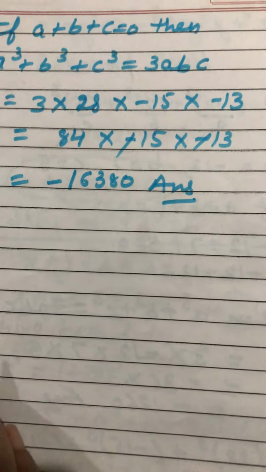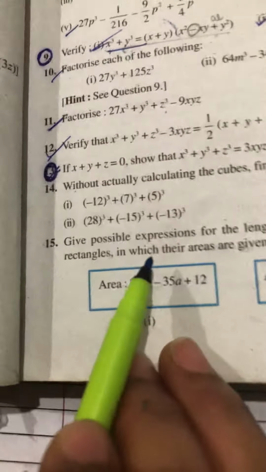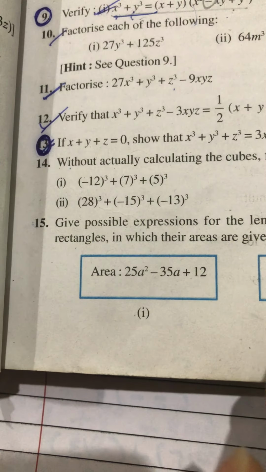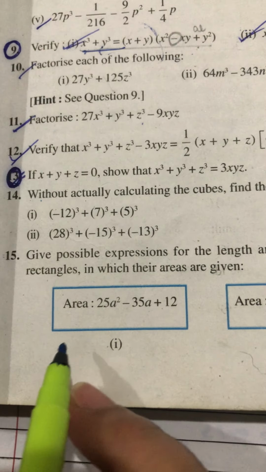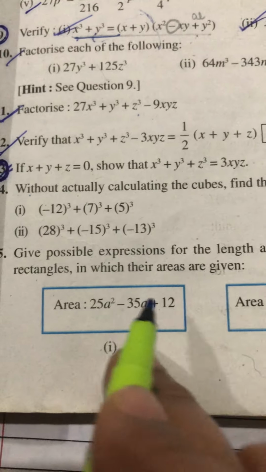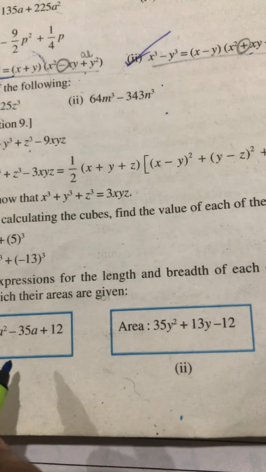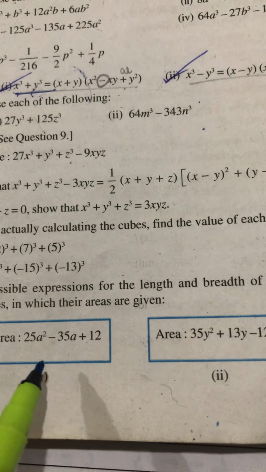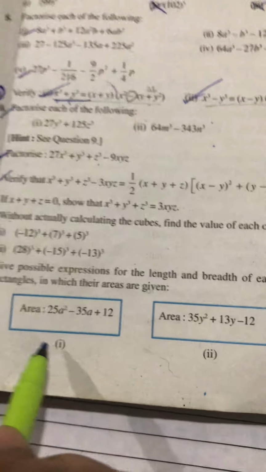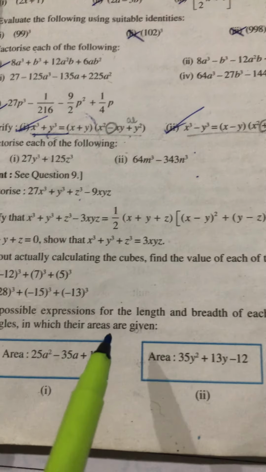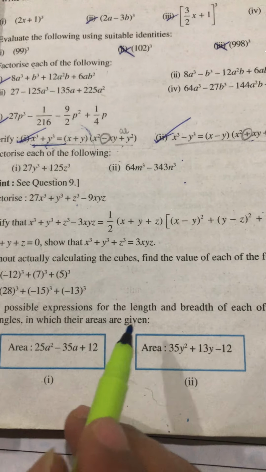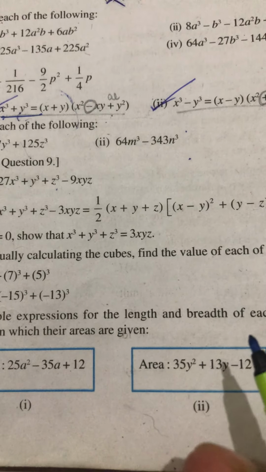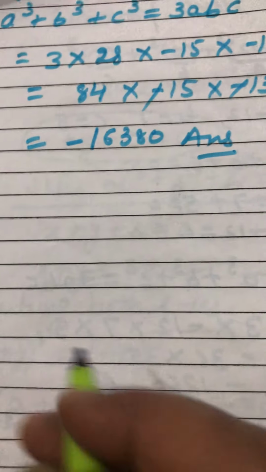Now let us see question number 15. Give possible expressions for the length and breadth of each of the following rectangles in which their areas are given. So we are given the area. There are two parts. We have to factorize these expressions, and after factorizing we'll get two factors. Since the degree is 2, we'll get two factors, and one factor will be length and the other factor will be breadth. Let us see how to do it.